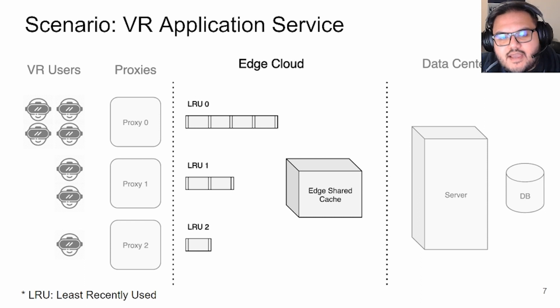And then lastly, we have the edge cloud, in which the content of the VR application is stored and it is shared between the proxies. The goal is to develop a system in which different proxies can pay for different sizes of caches. So how can we build such a system?